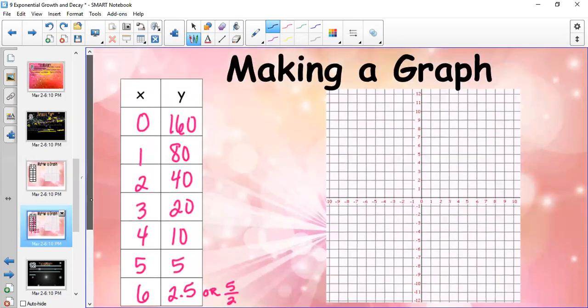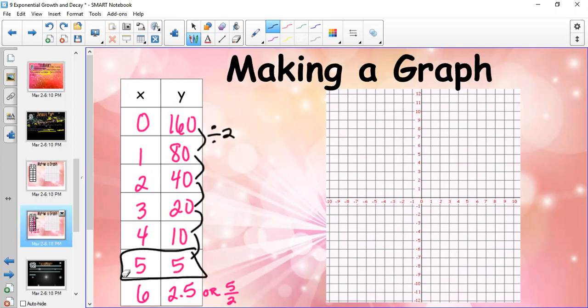And notice each time our table was dividing by 2. Okay, so that was the answer to question 1. Question 2, when would there only be 5 dinosaurs left? That would have been after 5 months.